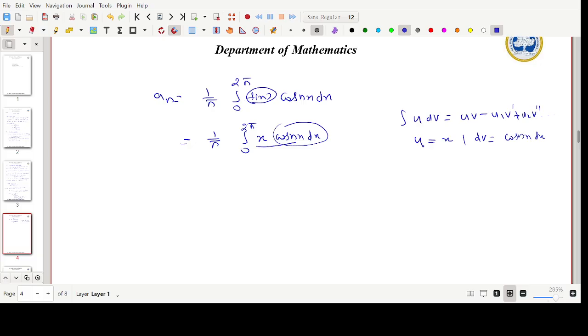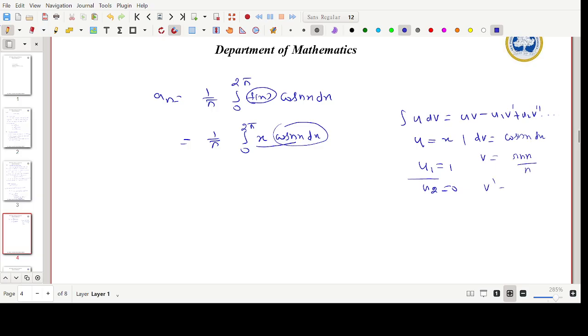What about the u1 value? u1 is nothing but the differentiation of x, which is 1. What about the u2 value? 0. After that all derivatives will be 0, so we can stop at u1. What values do you need? Just v and v dash. Here I have dv. Find your first v and then v dash. Integrating cos nx once with respect to x, we get v as sin nx divided by n.